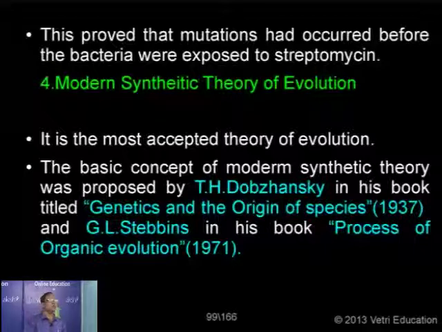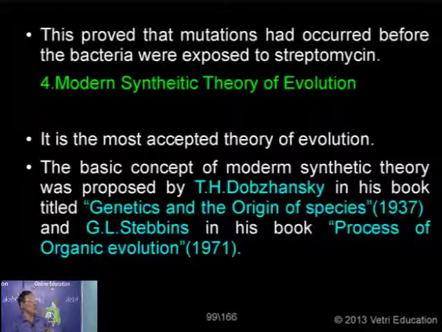Now these are all the different concepts related to the mutation theory, and also the Joshua and Esther Lederberg experiment in support of the mutation model. So the fourth concept, after the Lamarckian concept, Darwinian concept and mutation theory, is the modern synthetic theory of evolution. Sometimes it is also called the neo-Darwinian concept.